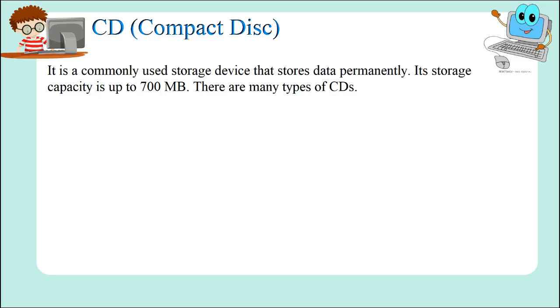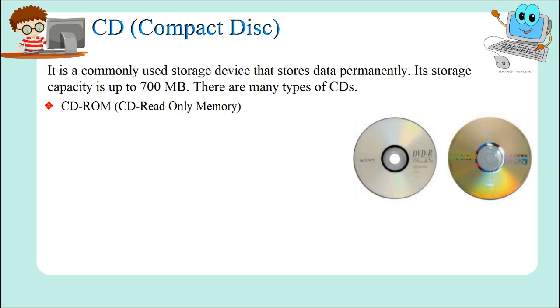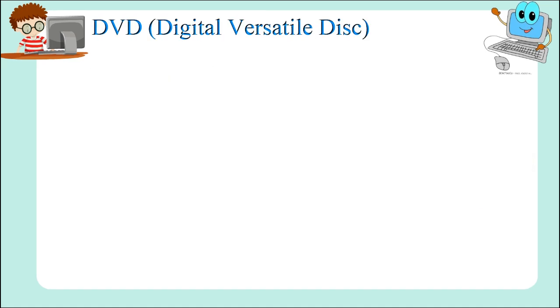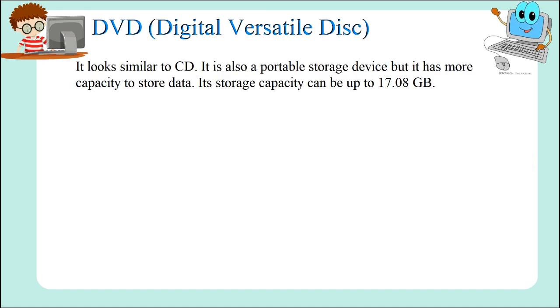There are many types of CDs: CD-ROM, CD read-only memory; CD-R, CD recordable; CD-RW, CD rewritable. DVD, digital versatile disc. It looks similar to a CD. It is also a portable storage device, but it has more capacity to store data. Its storage capacity can be up to 17.08 gigabytes.